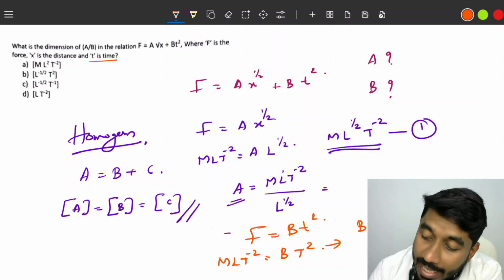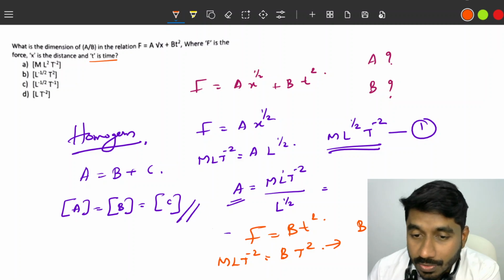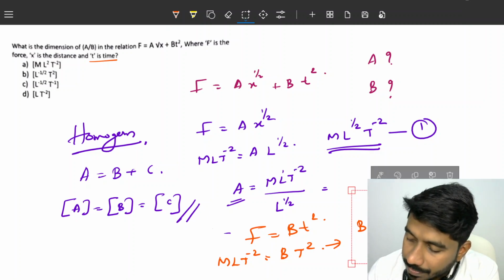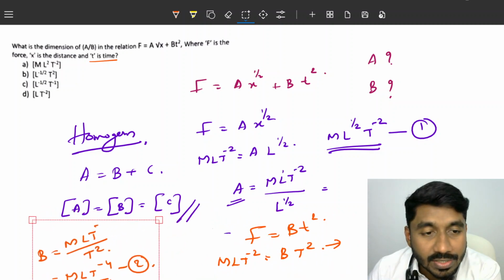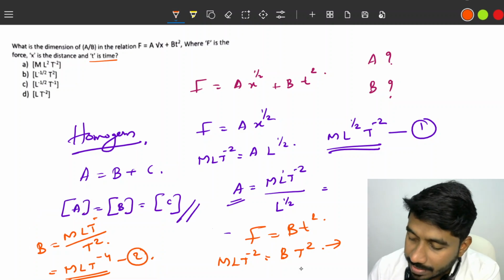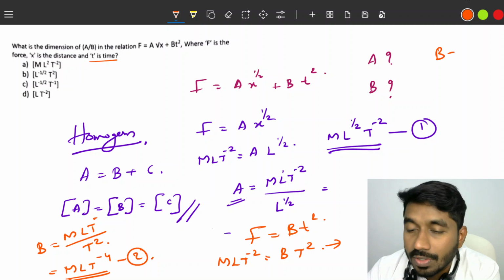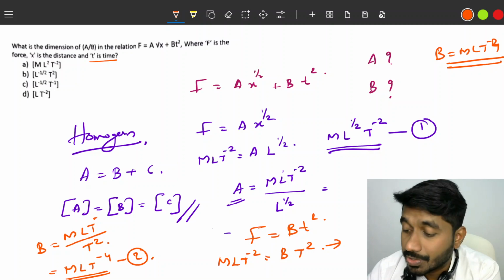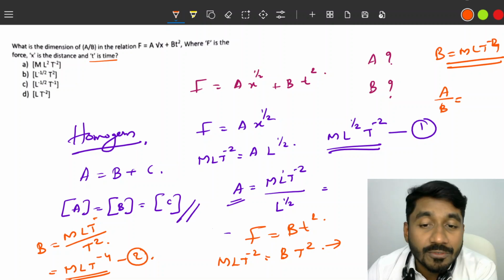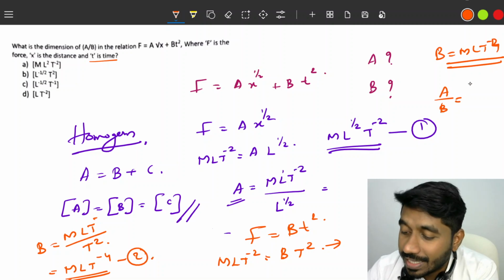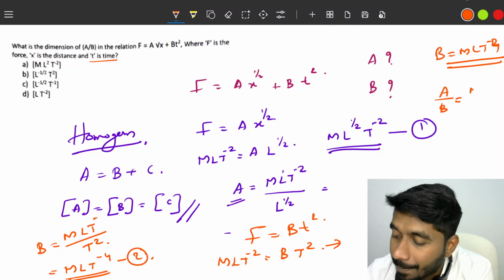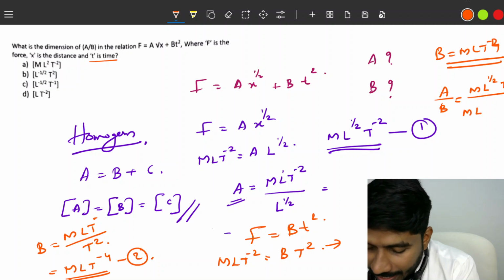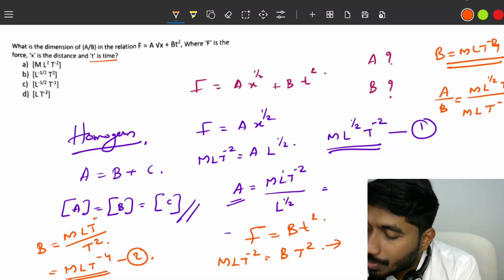Now we need to find a by b. So this is M L T raised to minus 4. You will get the answer for b as M L T raised to minus 4. So we got M L raised to 1 by 2, T raised to minus 2. Just find a by b. How can you find a by b? See, a by b you need to find, just write the dimension of a. What is the dimension of a? M L raised to 1 by 2, T raised to minus 2 by, what is the dimension of b? M L T raised to minus 4.